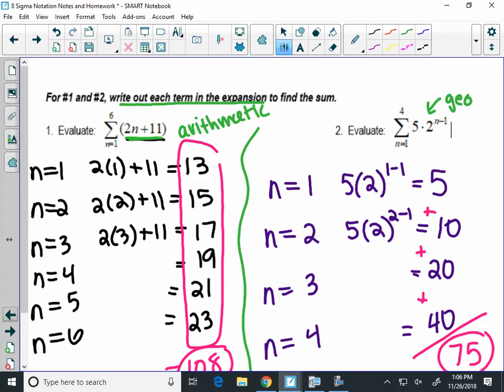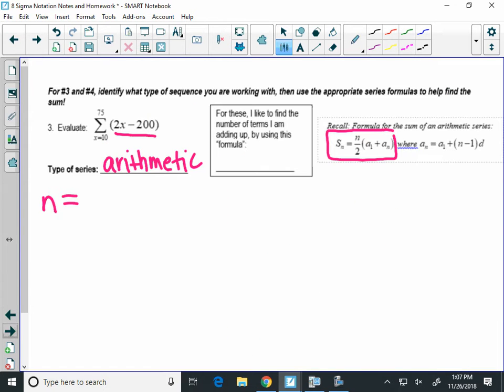Ideas? Good question. What does your instinct tell you to do? Let's go to this one. We're not doing this yet, but what does your instinct tell you to do to find the terms from 10 to 75? You're going to count on your fingers from 10 to 75? Okay, so subtract, right? What would you subtract? Yeah, so you would do 75 minus 10, right? That would give you 65.